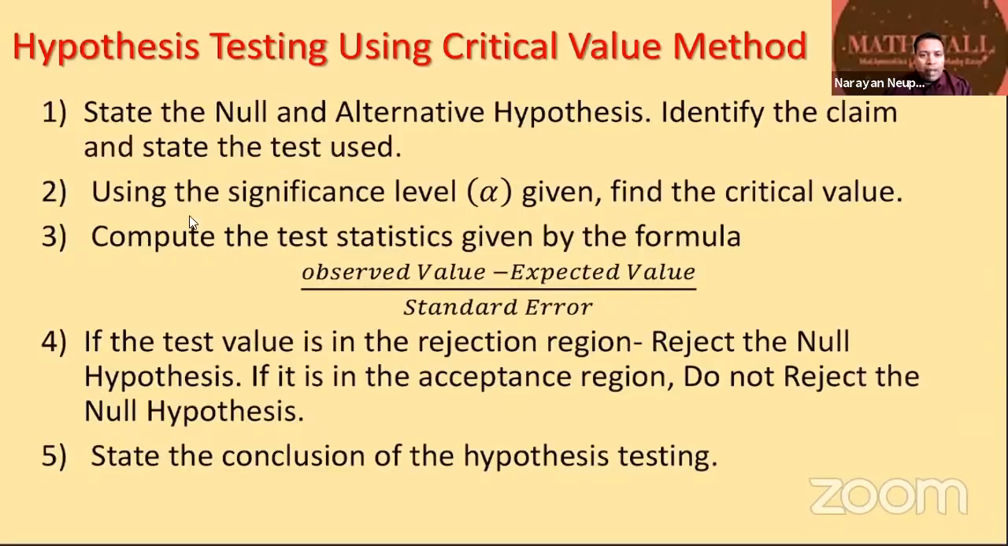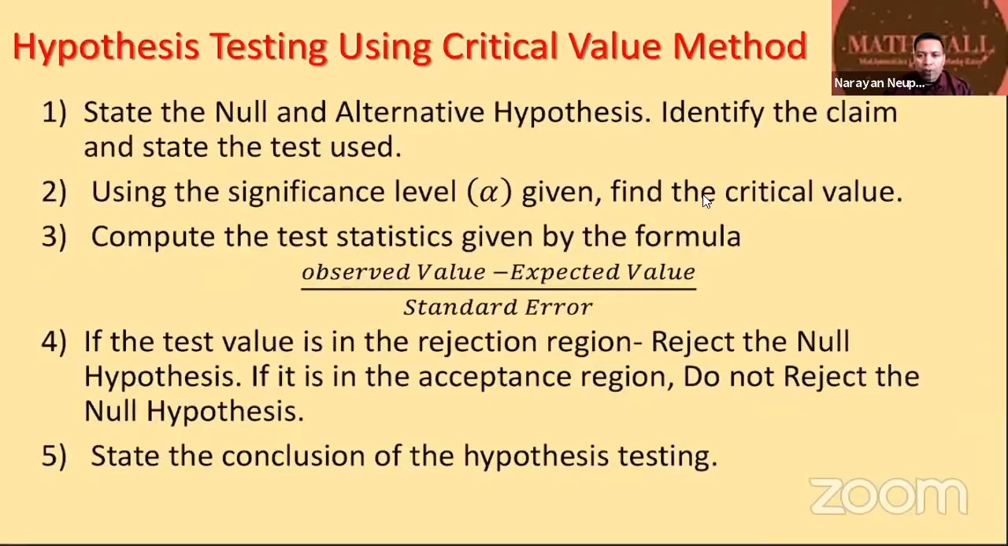Step 2, using the significance level, we have to find the critical value. Number 3, we have to compute the test statistic using the formula. Generally, for computing the test statistic, the formula will be observed value minus expected value over the standard error.